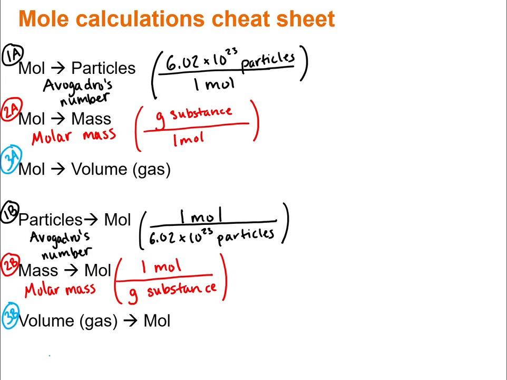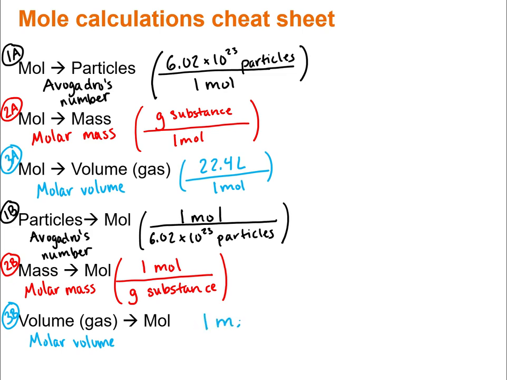Last but not least, we've got moles to volume and volume to moles. Only for gases. That's molar volume. To go from moles to volume, you're going to use 22.4 liters over 1 mole as your unit factor. If you're doing the reverse, volume to moles, you flip it. Moles on top, 22.4 liters on the bottom.